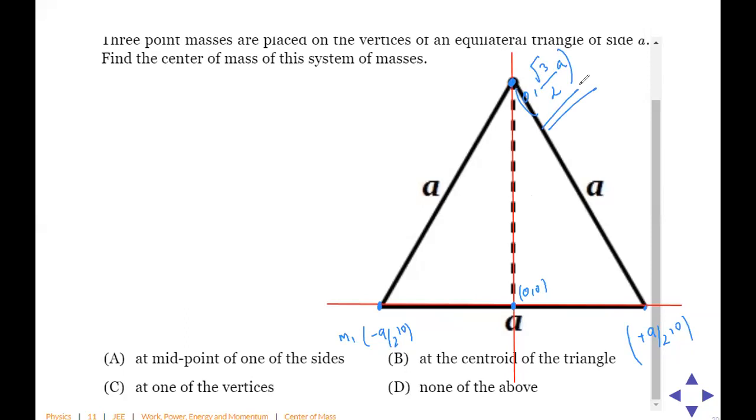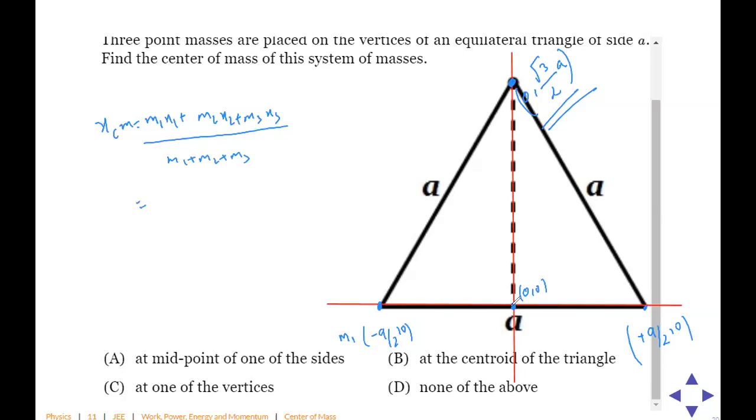Okay. Now, can you use the concept now? Tell me, can you find XCM? XCM is equal to what? M1x1 plus M2x2 plus M3x3 by M1 plus M2 plus M3. Yes or no? Raise your hand. Yes or no? Right? XCM.